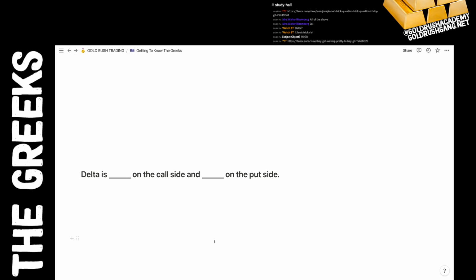And I should have given you options here, but I think there's really only one answer on my mind. If you're looking at your options chains, delta is blank on the call side and blank on the put side. I know there's a million things that could be said here, but there's only one thing I'm looking for. Positive and negative. Exactly. On your call side, delta is positive. On the put side, delta is negative. It's that simple.